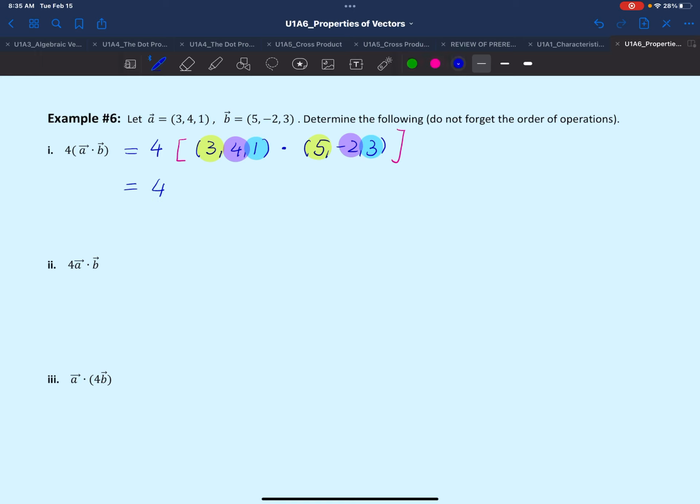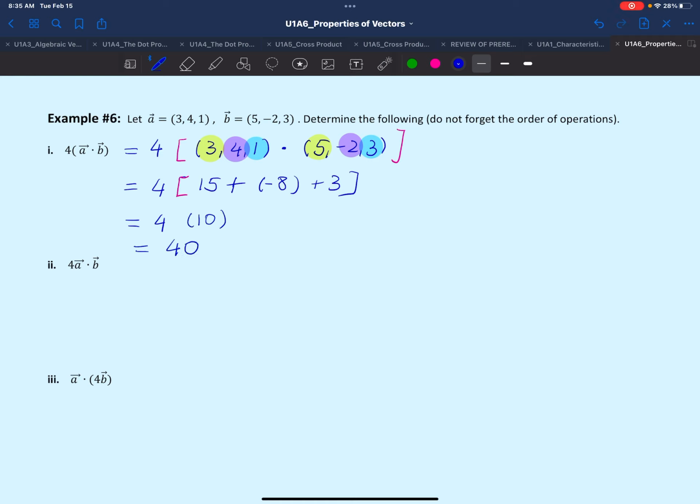So that means that we'll have 3 times 5, which is 15, plus 4 times negative 2, which is negative 8, plus 1 times 3, which is 3. So that would equal 10. Now, negative 8 plus 3 is negative 5, plus 15 is 10. And 4 times 10 equals 40.